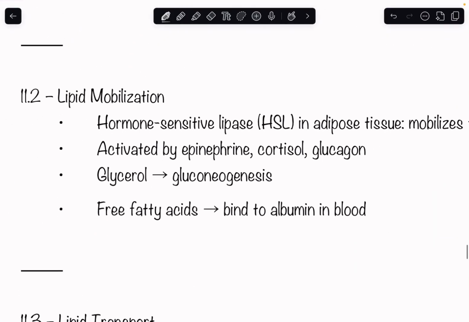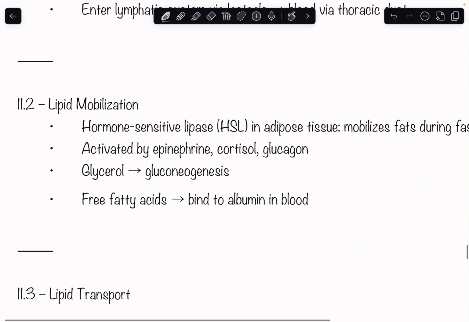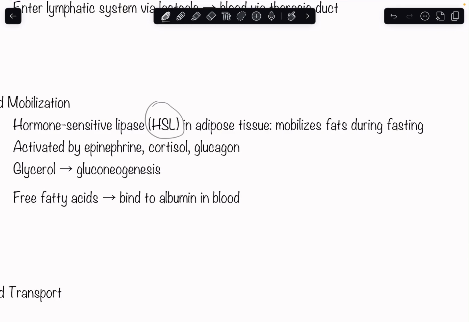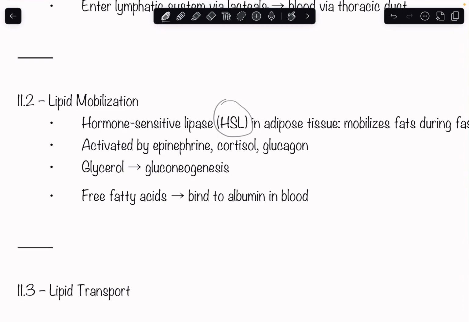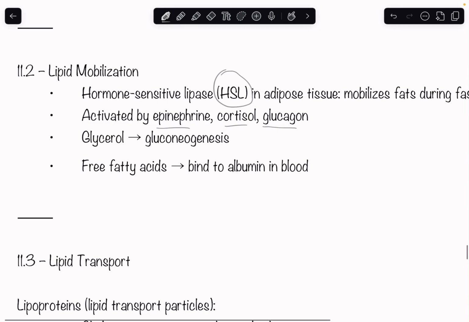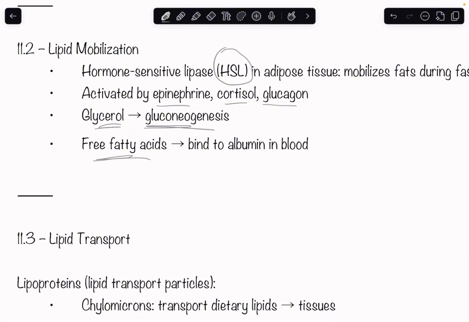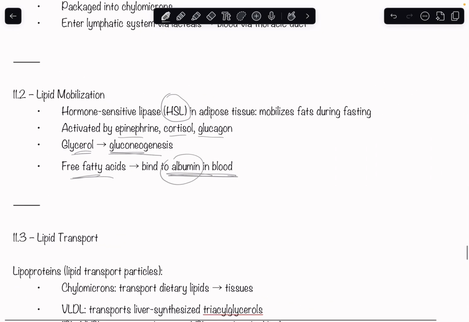So, lipid metabolism. How do we metabolize lipids? We have something called hormone sensitive lipase, and you literally always just see this as HSL. This is in our adipose tissue, and it mobilizes fats during fasting. It is activated by epinephrine, cortisol, and glucagon. Glycerol can then go into gluconeogenesis, and your free fatty acids bind to albumin, which is a plasma protein.